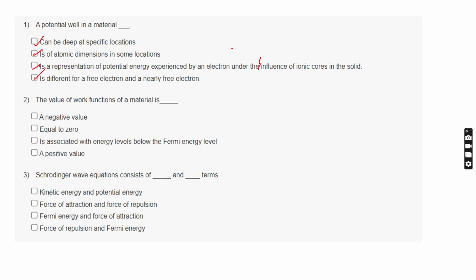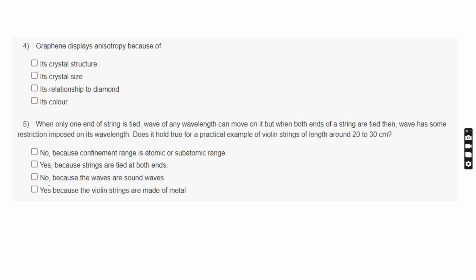Now see, the work function of a material is what? It will be a positive value, the work function of a material will be a positive value. Now the Schrodinger equation can be represented by the kinetic energy and the wave equation, which consists of the kinetic energy and the potential energy terms. And we have discussed that graphene displays anisotropic nature because of what? Its crystal structure, nothing but.